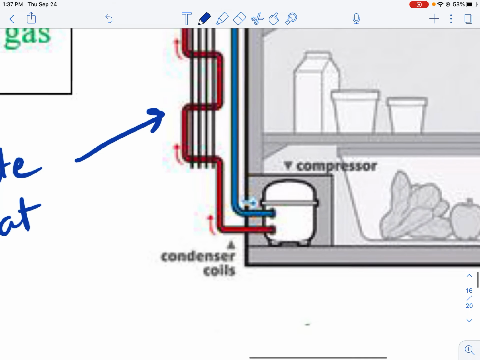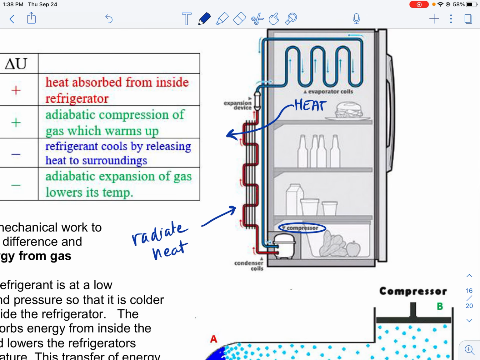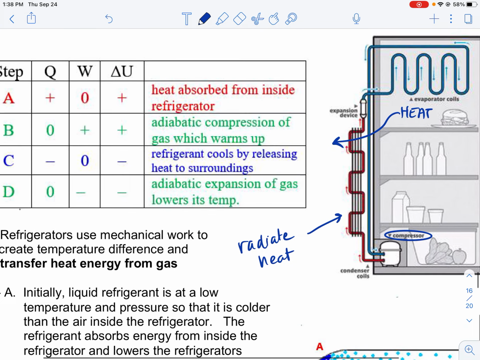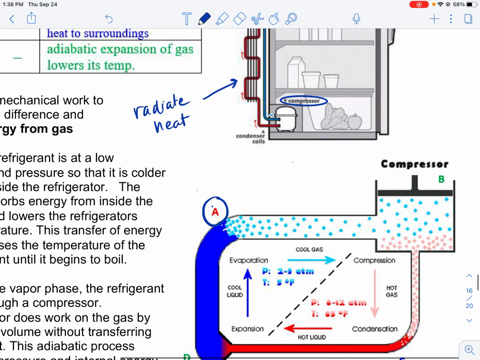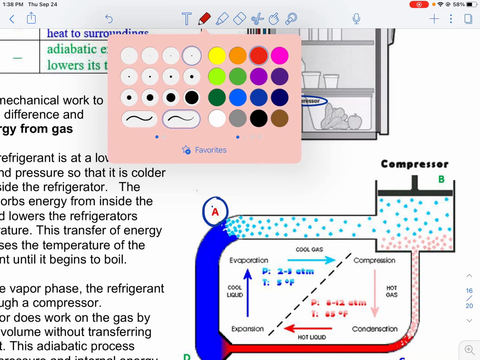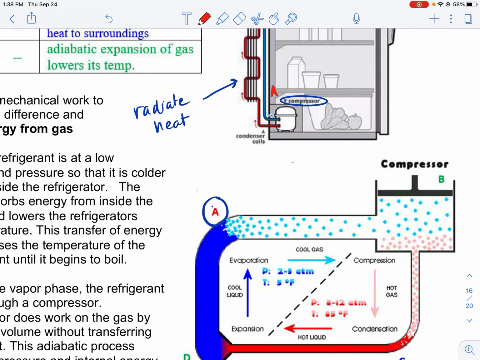And it does this through the use of something called a compressor. A compressor does exactly what it sounds like. The more science I study, the more I realize some of these names are not very creative, but that's good. It helps me remember. The compressor simply compresses gas. So here's what happens. We'll start here at step A. Step A is just before we get to the compressor.